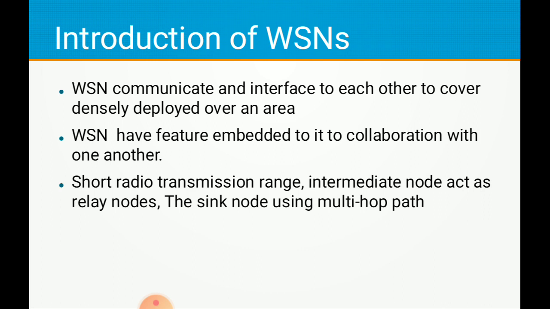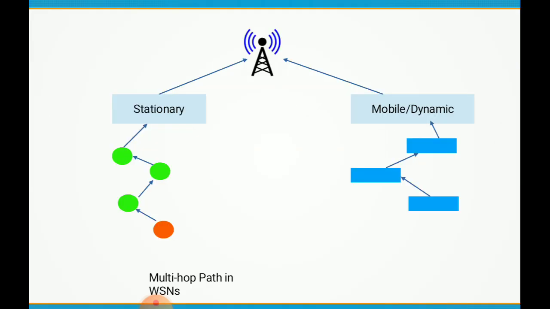WSN has features embedded in it for collaboration with one another. So it is necessary that they communicate with each other and provide reliable information to each other to cover the whole area. Now, how does this WSN work? We talk about a sink node and various nodes connected to each other. There are two types of nodes.